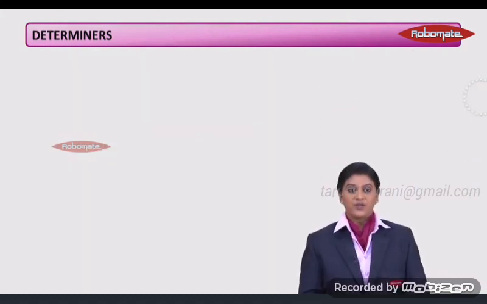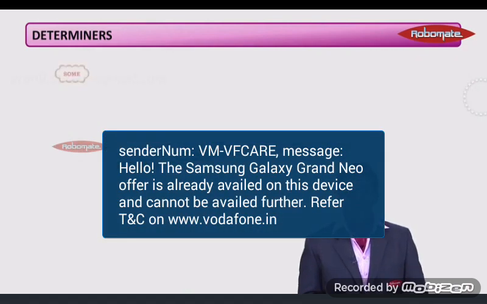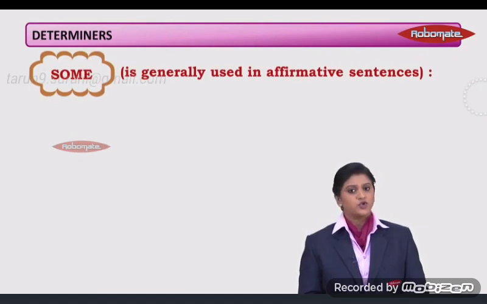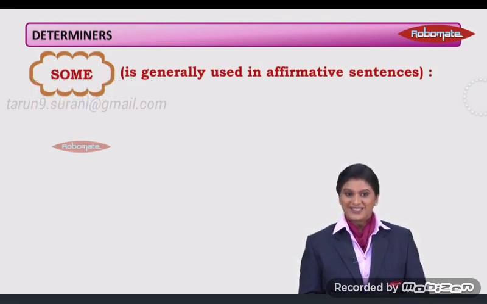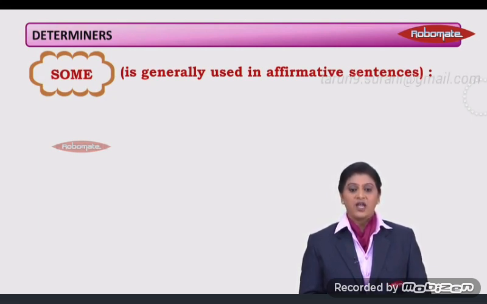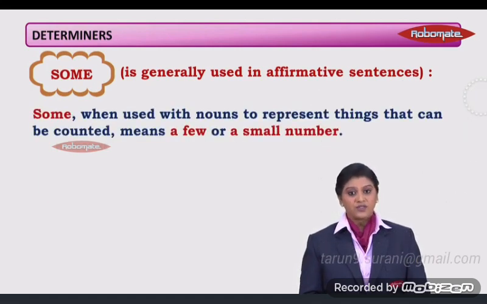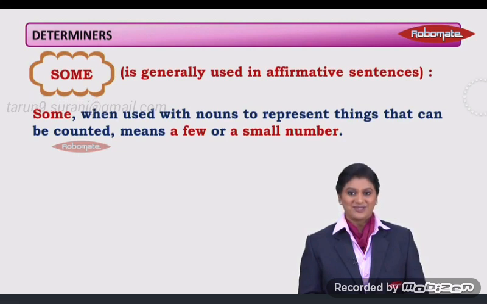Now, let us have a look at some important determiners. The first one is some. Some is generally used in affirmative sentences. By affirmative sentences, I simply mean a sentence where negative words like no, not, never are not used. Secondly, some, when used with nouns to represent things that can be counted, means a few or a small number.